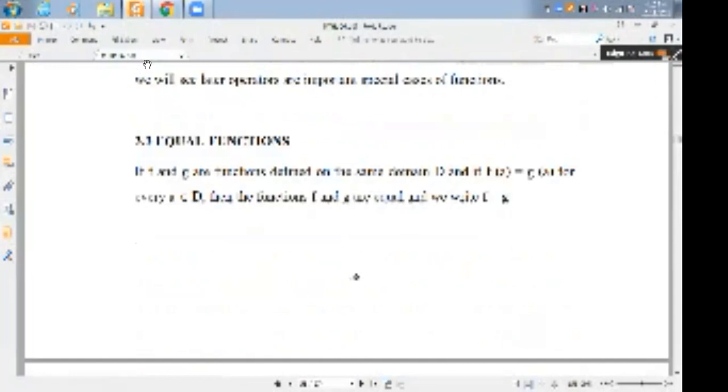So we talked about different types of function or mapping. We talk about equal functions, or we say equal mappings. That is, considering two functions, f and g. If f and g are functions defined on the same domain, and if f of a is equal to g of a, for every element a belonging to the domain, then the functions f and g are equal.